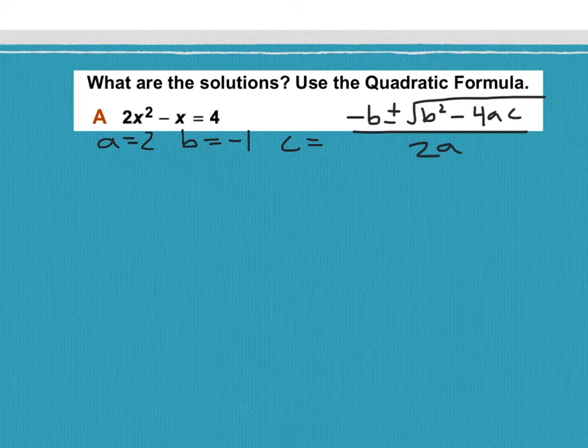Well, how do we get this equation to equal 0? We have to subtract 4 from both sides. So our new equation would be 2x squared minus x minus 4 is equal to 0. So what's our c here? Negative 4. So again, in order to use the quadratic formula, we have to have it equal to 0.